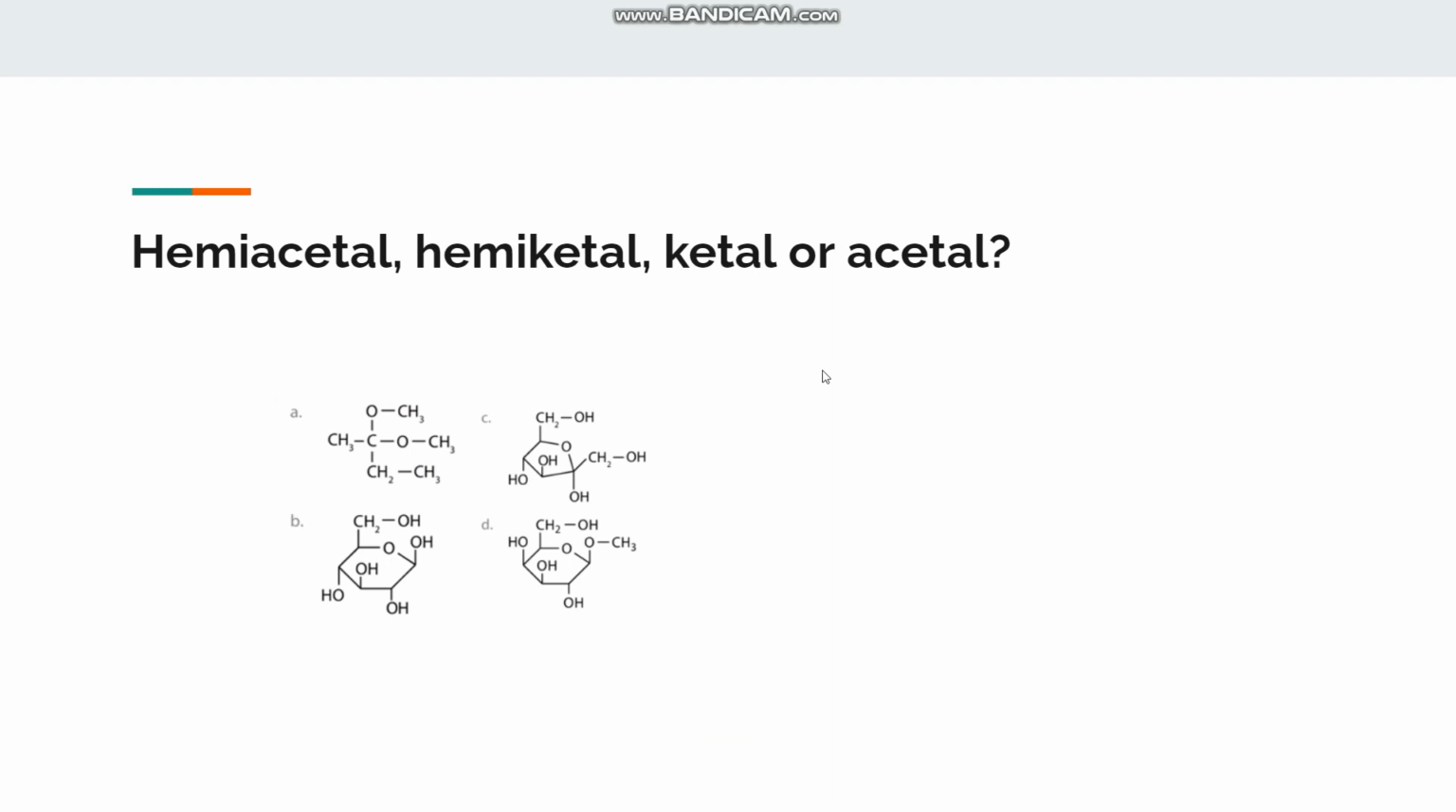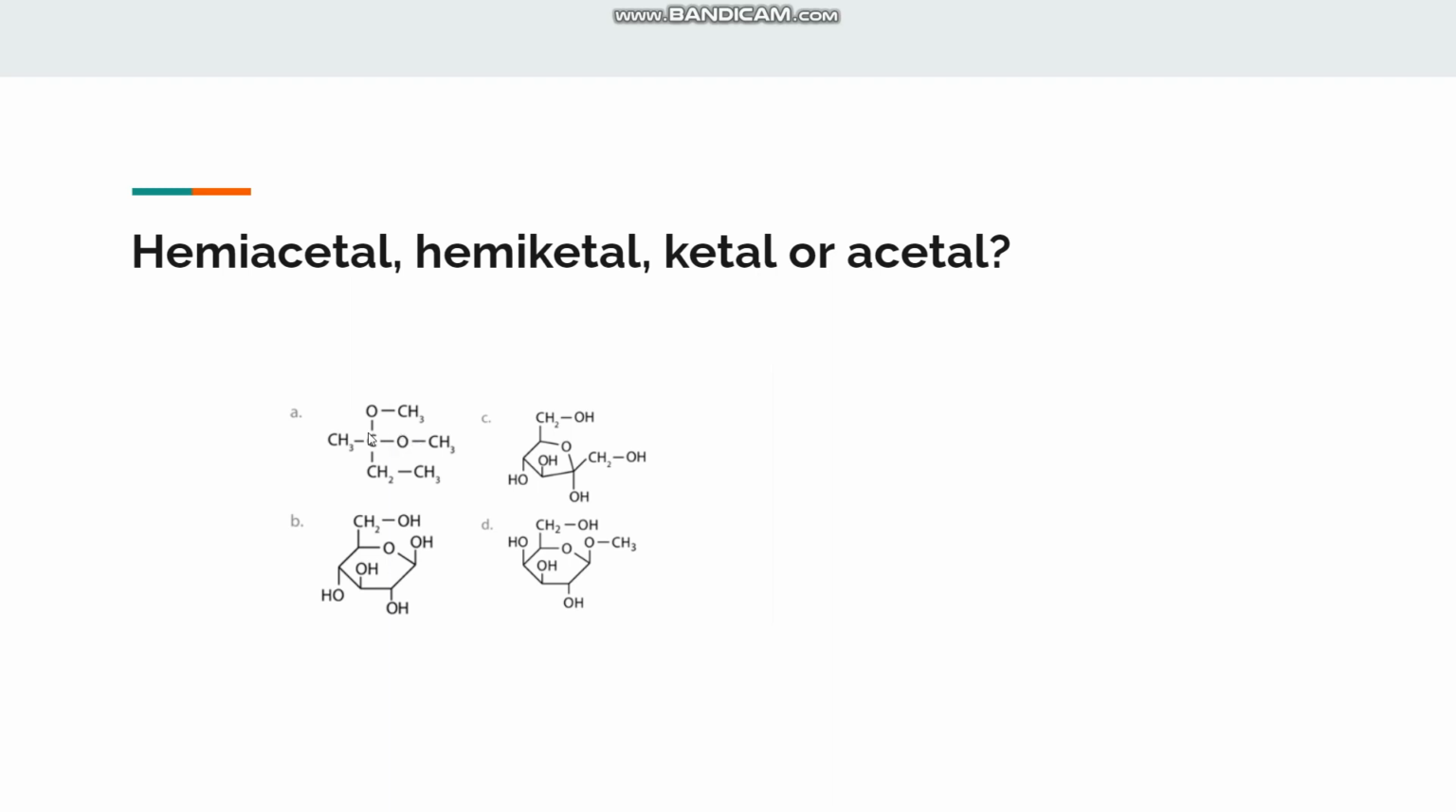So try and solve this one. This A is a ketal, this B is an acetal, this C here is a hemiketal, and this D is an acetal. And the reason for this, you guys can figure it out, but I'll give you a couple of tips here. For example, if we look at A here, this can either be a hemiketal or ketal. It cannot be an acetal or a hemiacetal.